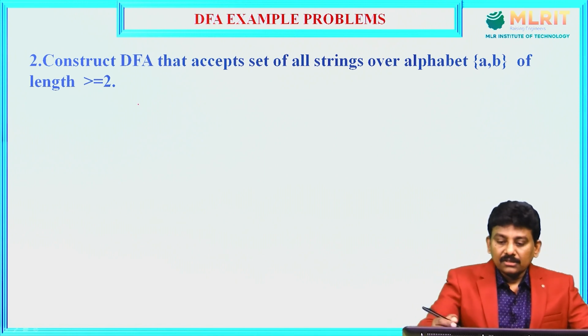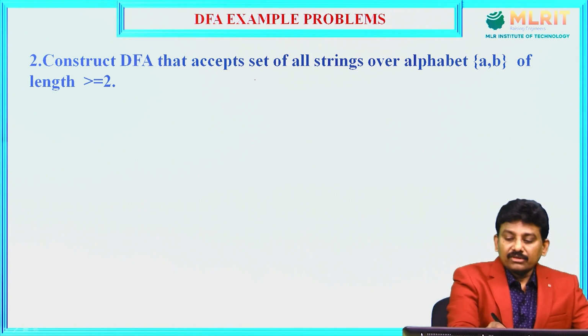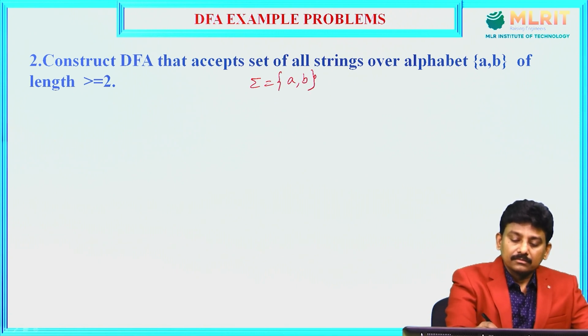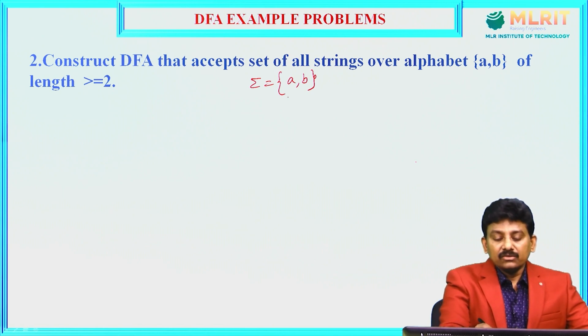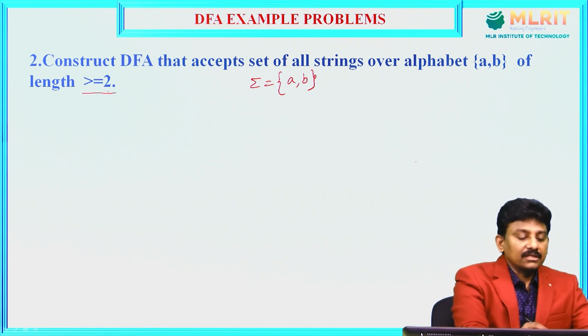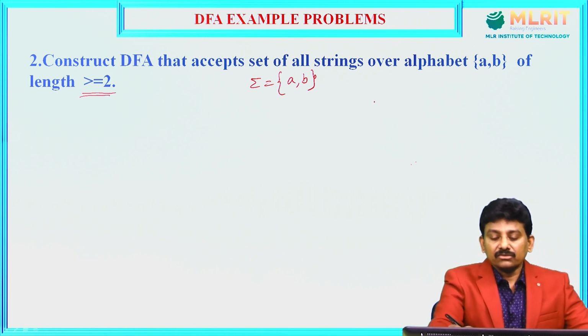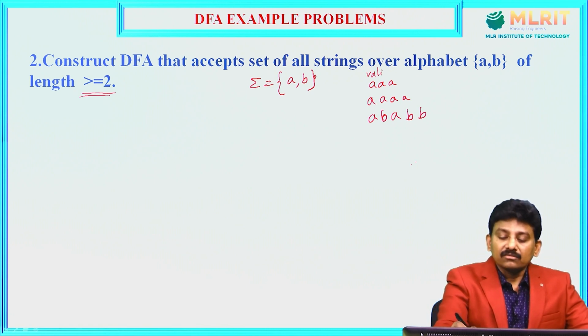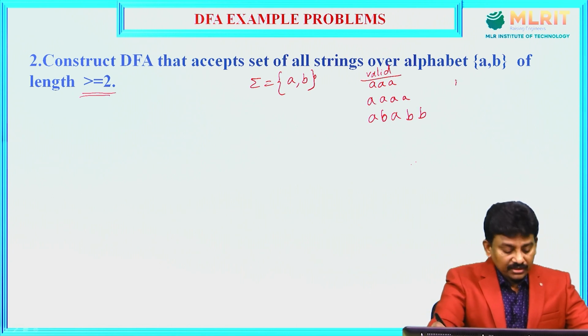Here, the given alphabet sigma is {A, B}. Valid strings using A and B are those where the length should be greater than or equal to 2. The string length should be greater than or equal to 2. The valid strings are AA, AB, BA, BB, and so on. These are the valid strings.